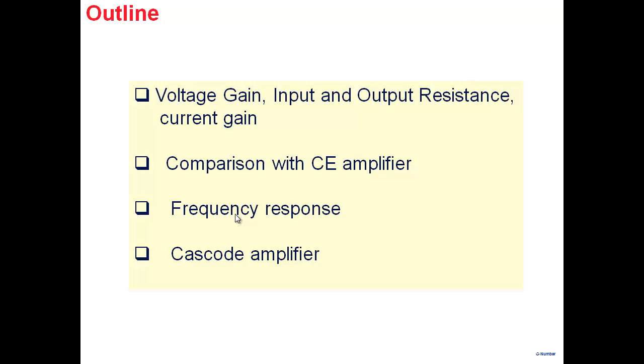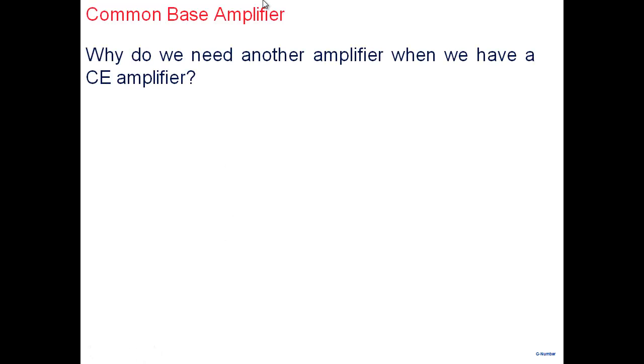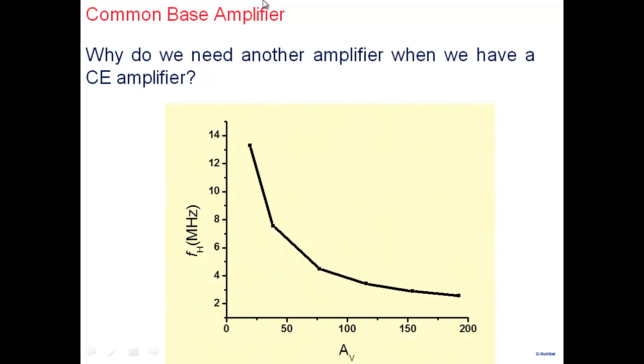In an attempt to solve the problems associated with the common base amplifier, and take its advantages properly into account, we'll look at an amplifier which we call a cascode amplifier. All right, anyway, so let's start with the common base amplifier. The first question is, why do we need another amplifier when we have a common emitter amplifier?